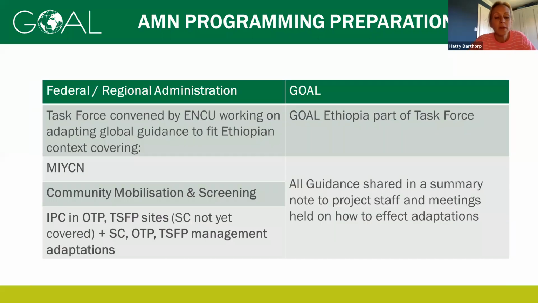So in terms of acute malnutrition programme preparation, from a federal regional administrative perspective, the CMAM task force that's been convened by the ENCU, the Ethiopian Nutrition Coordination Unit, has been working on adapting global guidance to fit the Ethiopian context.